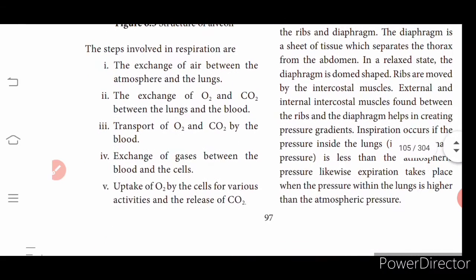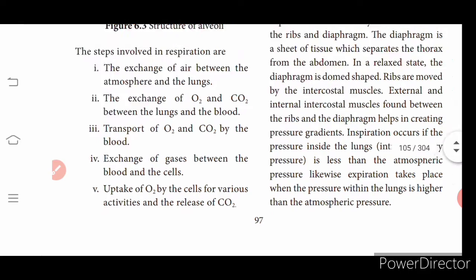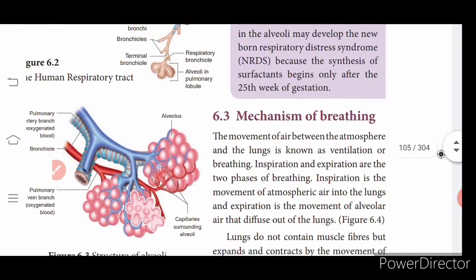Okay, steps involved in respiration: exchange of air between atmosphere and lungs happening, and the exchange of oxygen and carbon dioxide between lungs and blood should happen. Transport of oxygen and carbon dioxide by blood, exchange of gas between blood and cells, uptake of oxygen by cells for the various activities and to produce energy.